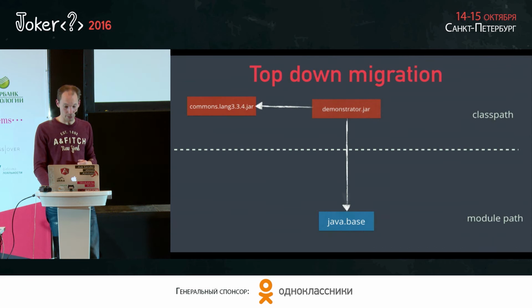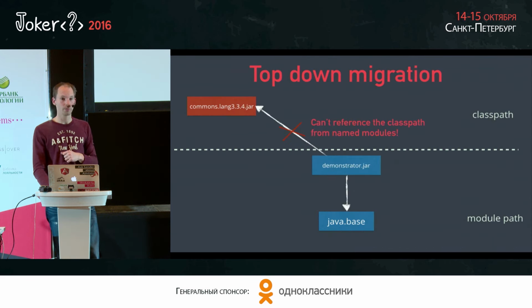However, if we want to create a module, if we want to make our code into a module, this module is a named module, and it cannot reference any other classes on the class path anymore. And there's a good reason for this, because if this were possible, then all the module descriptors in the world wouldn't help us, because we still wouldn't know what exactly a module uses if you can just access anything that's on the class path. So this doesn't work.